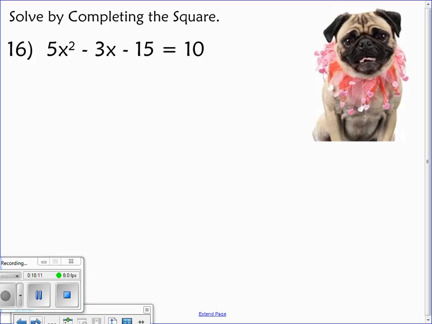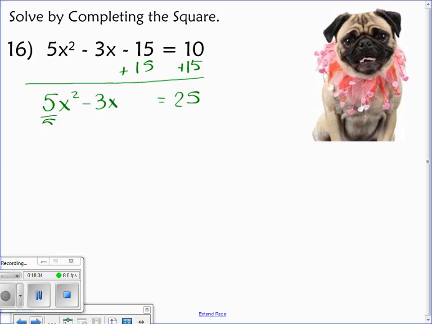I need to move the 15 first. You have to look at your pink sheet. What's it say at first? It says you want x's on one side, everything else on the other. So I have to add the 15. So 5x squared minus 3x equals 25. Now I'll divide by the 5. Yeah, guys, follow that pink sheet. We have to move stuff first, okay? Divide by 5. x squared minus 3/5 x equals 5.